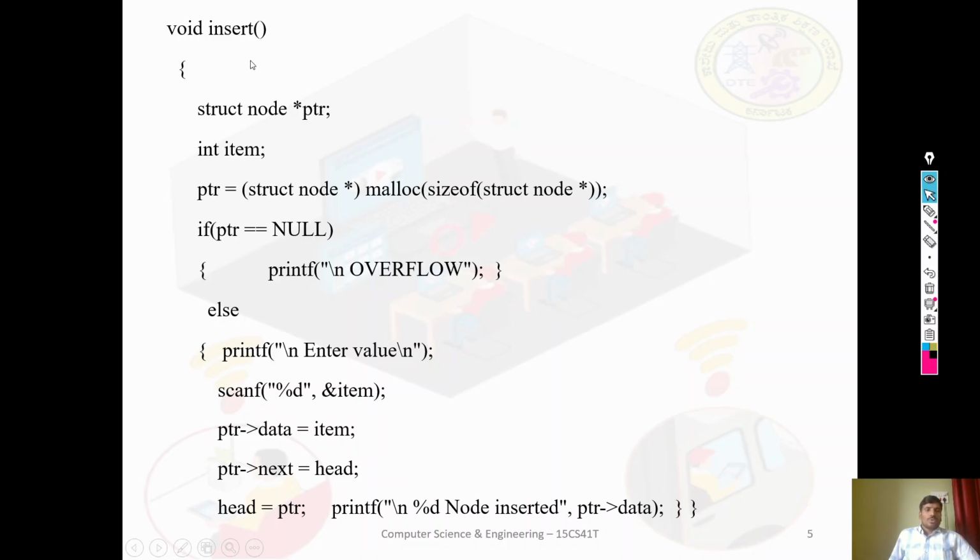As I declared two functions, insert and display, let us see the insert function. What is the code? I am declaring one pointer, star ptr, to the struct node type, and one item which is of integer data type. Here we are allocating the memory to the newly created node, which is the pointer ptr.